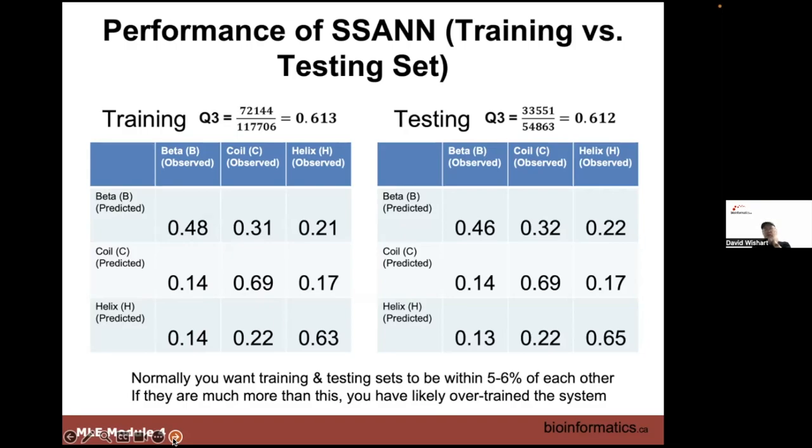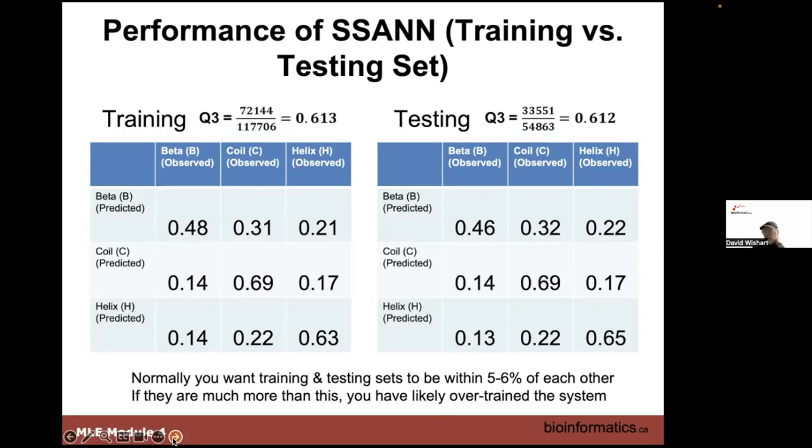What you do in secondary structure evaluation is you do what's called a Q3 average performance. And it's kind of like taking the diagonal, but also counting how frequent these things are. So it's not a simple percentage average, it's an average over number of residues. And so in the training set, we got a 61% Q3 score. And then in the testing set, we got a 61.2 Q3 score, almost identical, a little lower.